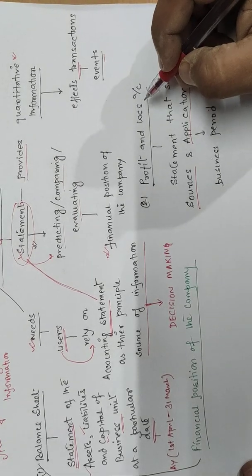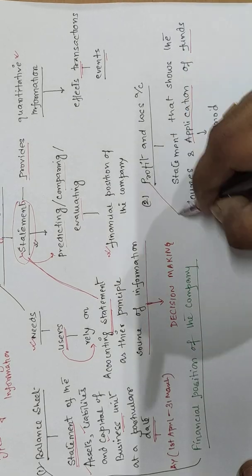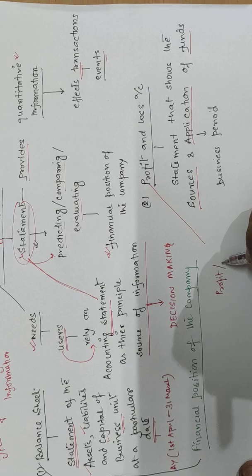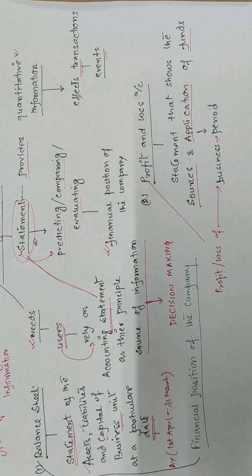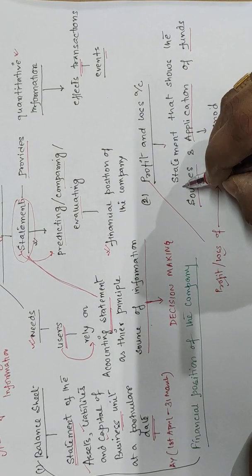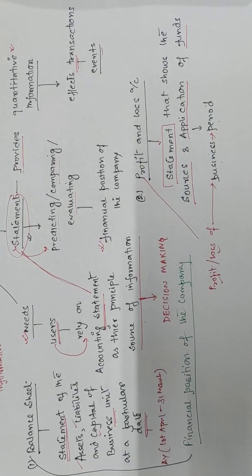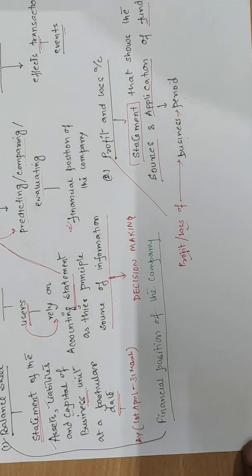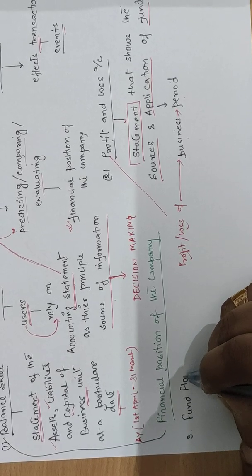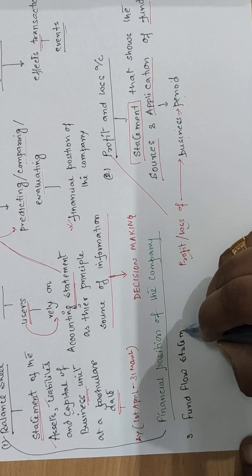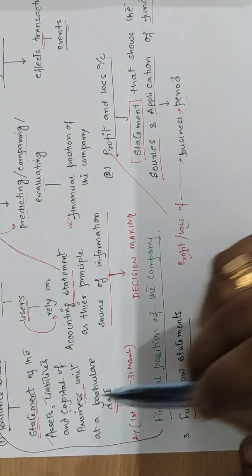As we know from the very definition, what is the profit and loss account? It shows the profit and loss of a business during a period. Is it clear? It is a statement showing the profit and loss of a business during a period. So from here also we get it as a statement. The third one we have is the fund flow statement.